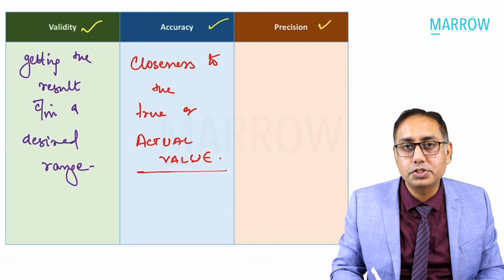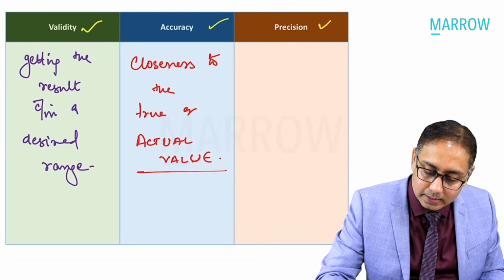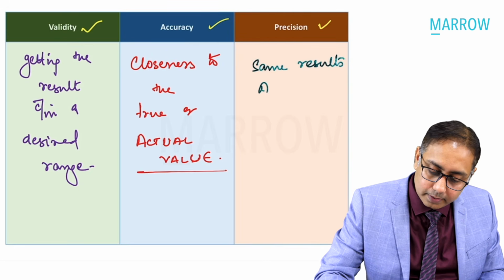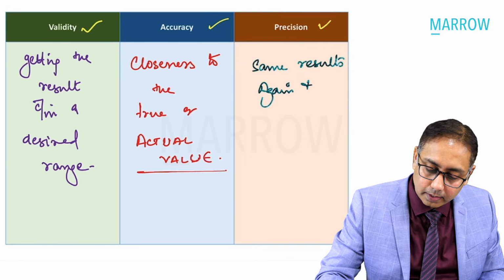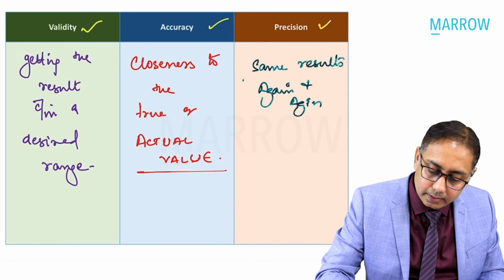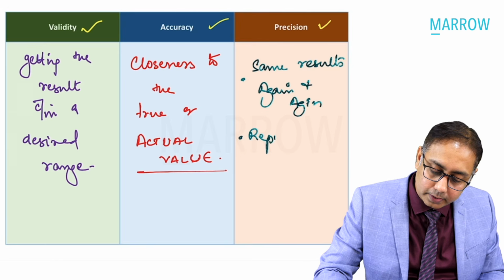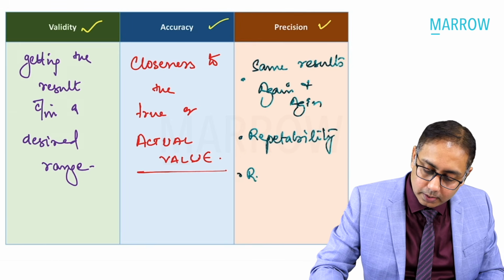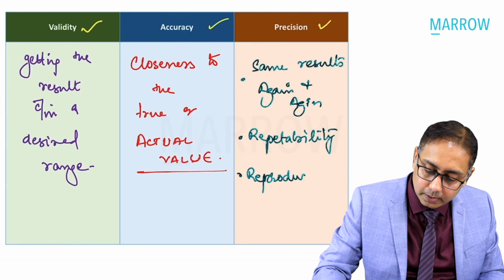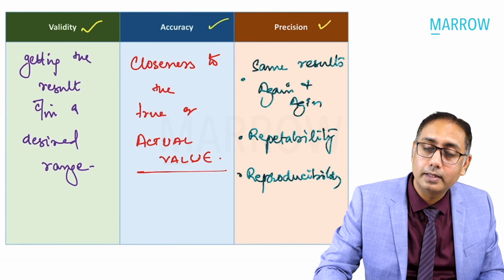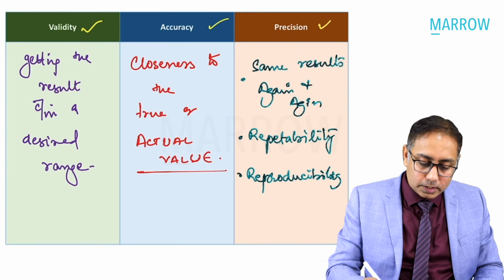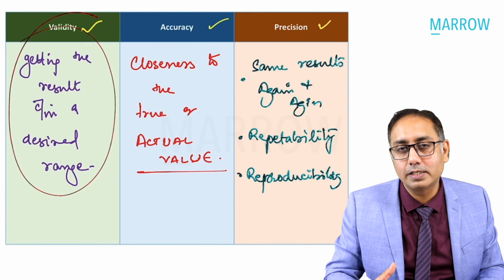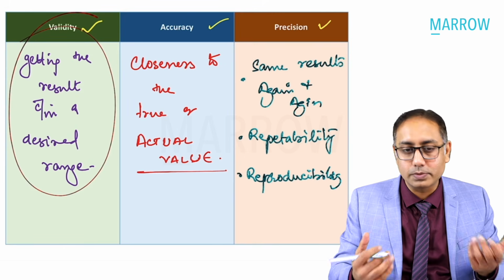So what does precision mean? Precision means getting the same results again and again. So technically, precision means repeatability. Precision also means reproducibility. So this question is talking about validity, that is getting the desired results within a defined range. That is what validity is.